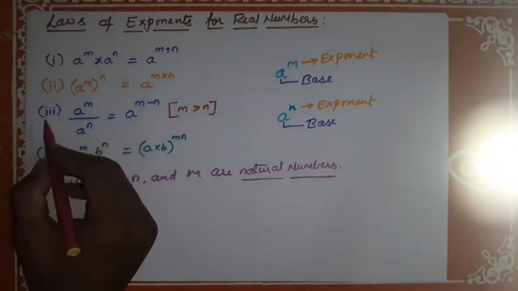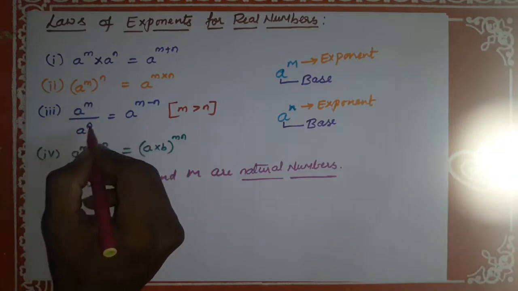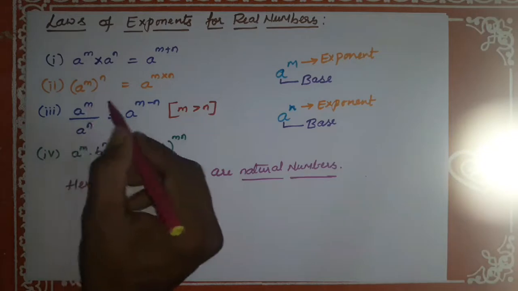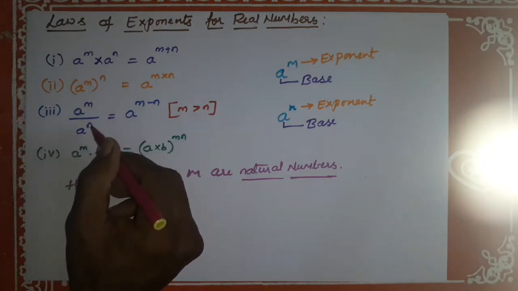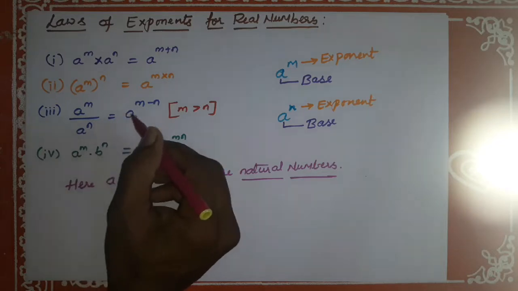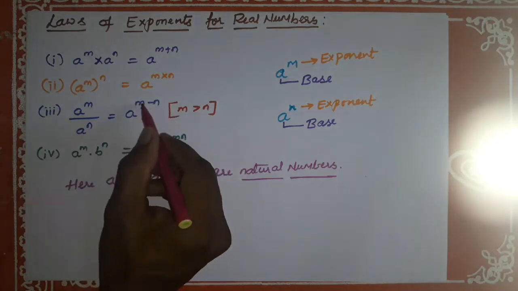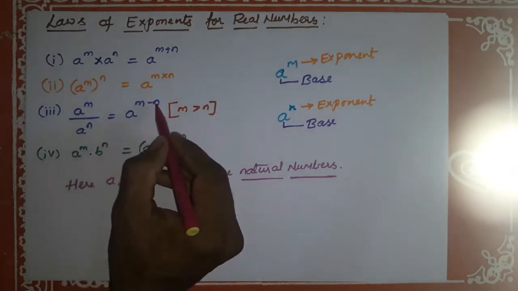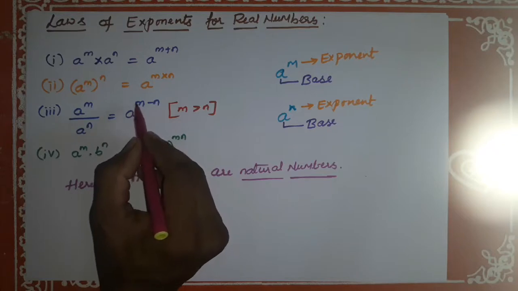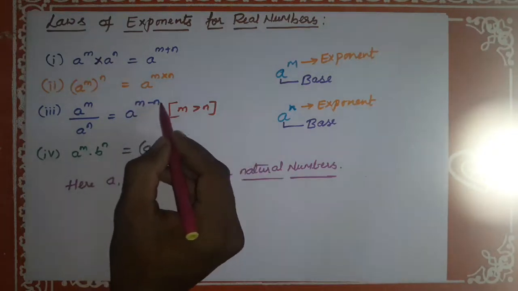Dear students, third law of exponent: a to the power of m divided by a to the power of n. In the numerator place a to the power of m and in the denominator place a to the power of n, which is equal to a to the power of m minus n. Here m is greater than n, so we should subtract n from the exponent m, which is equal to a to the power of m minus n.